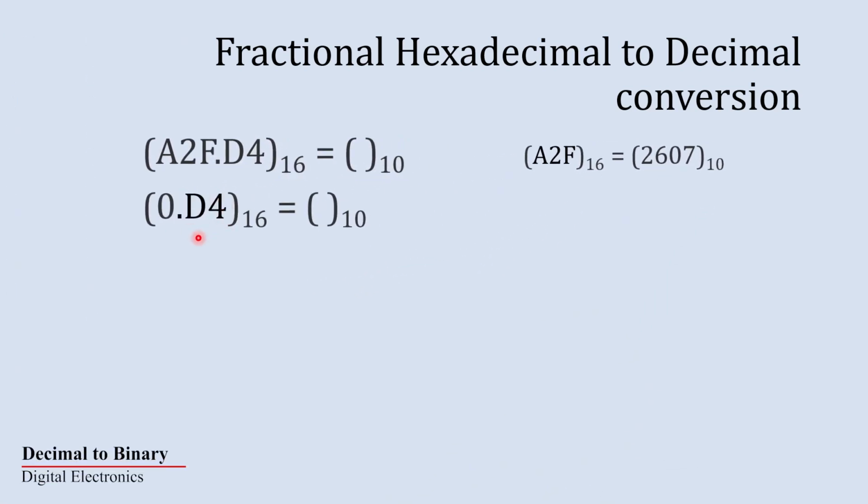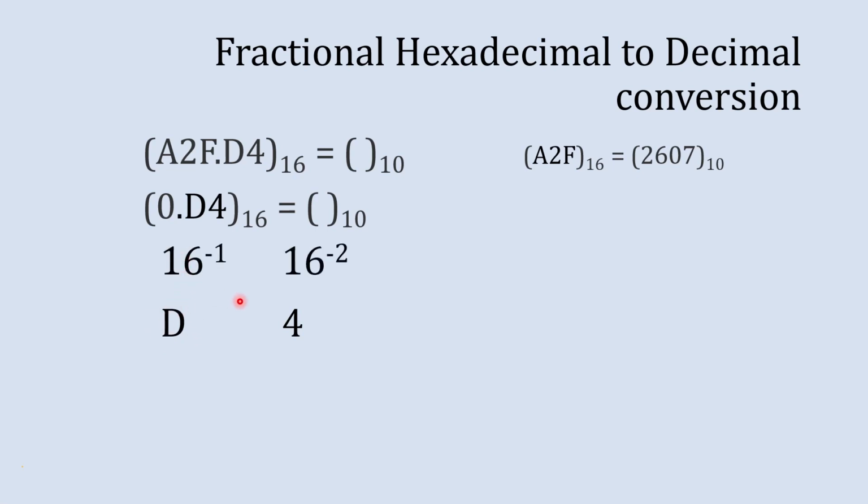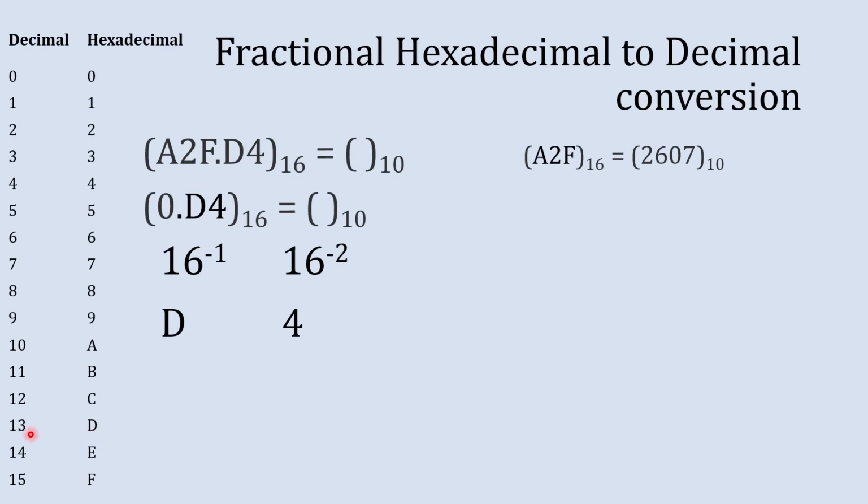First of all, we'll write the fractional part, D and 4. In the fractional part, we are going to start with the leftmost digit. Here we are going to multiply with 16 raised to minus 1 and then 16 raised to minus 2. Remember this: for the fractional part, you're supposed to multiply by 16 raised to minus 1, minus 2, minus 3, minus 4, and so on. So now let's multiply 16 raised to minus 1 into D, but it is not possible, so we write the decimal equivalent of D.